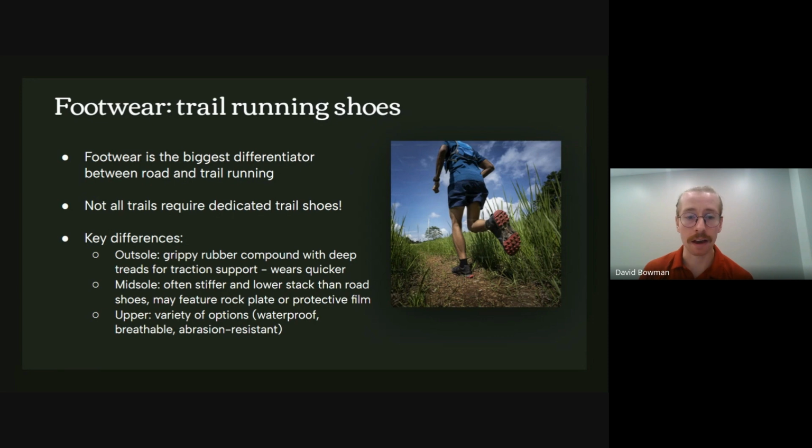And then lastly, the upper of the shoe. Typically we'll see a variety of options with trail running shoes. These can include waterproof or Gore-Tex uppers, more breathable uppers, or even abrasion resistant uppers that have Kevlar fiber infused into them to help with protecting the shoe if you're in more rough or rocky terrain.